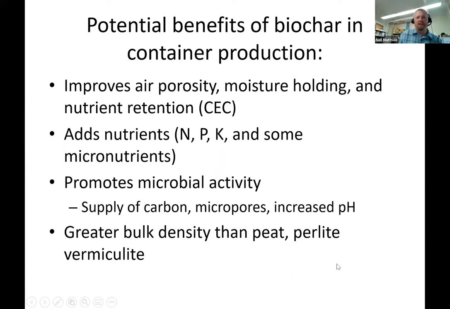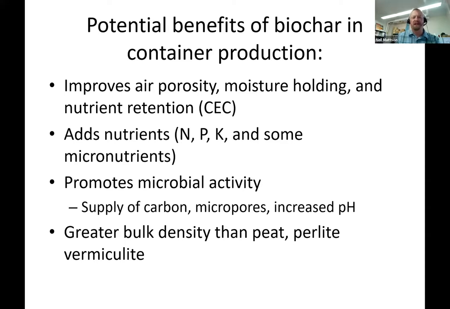So I don't want to give too much of a recap of biochar. I know you've been learning about biochar basics for the last 2 sessions. In terms of container production and nursery crops, biochar has many potential benefits, including that it can improve the air porosity, moisture holding, and nutrient retention. When we think about container media, we typically think of the 2 properties of air porosity and moisture holding and getting that proper balance between the 2.